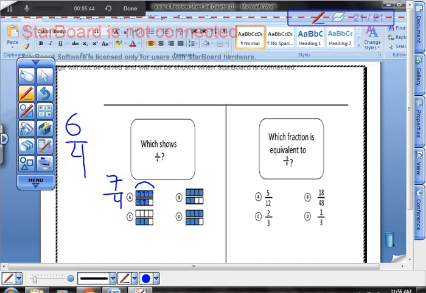Number B, here we have 1, 2, 3, 4, 5, 6. 6 colored parts.